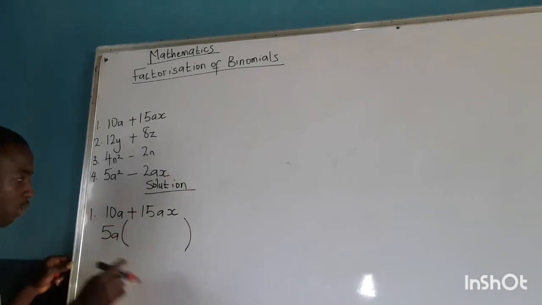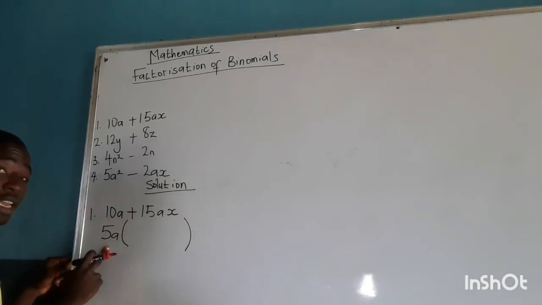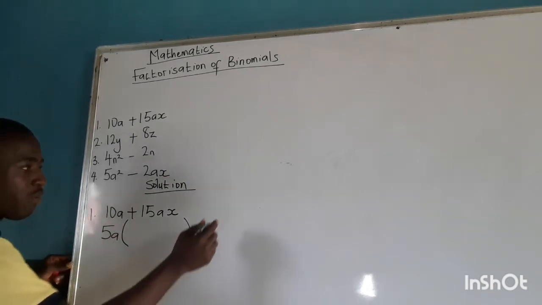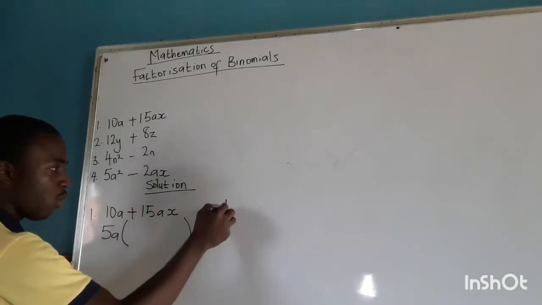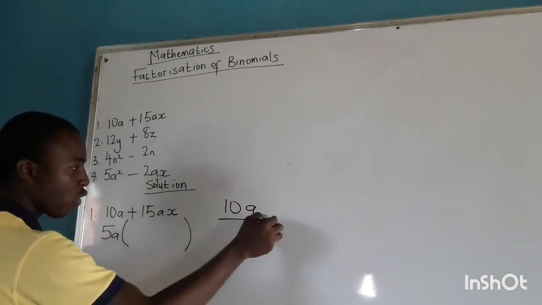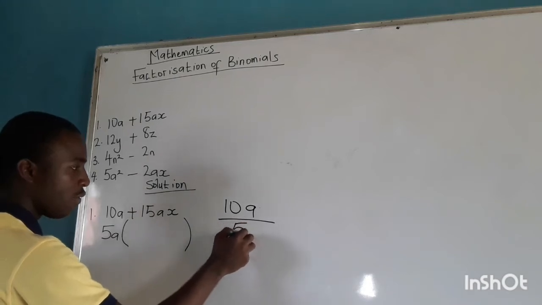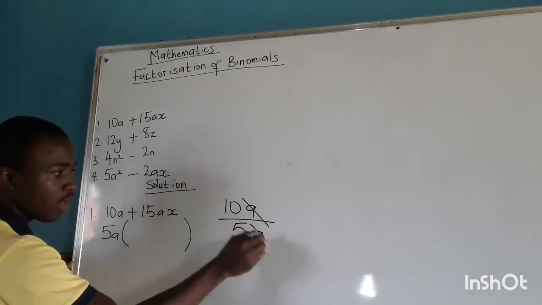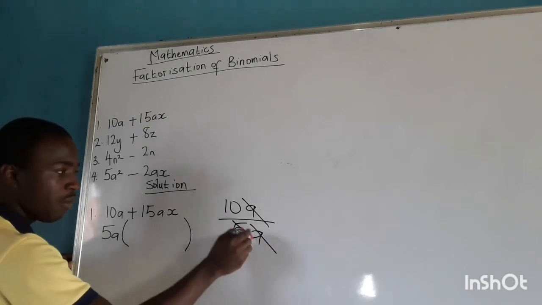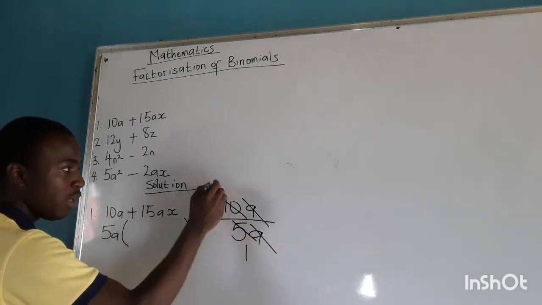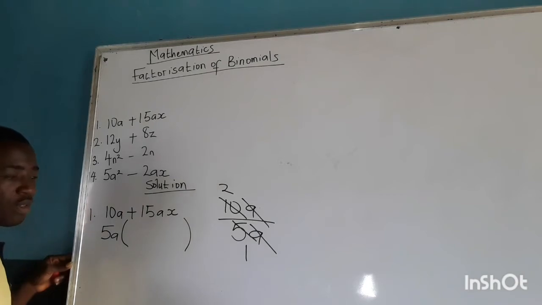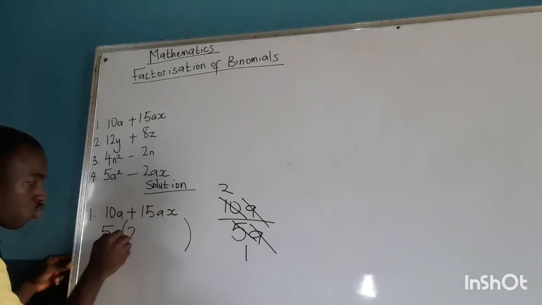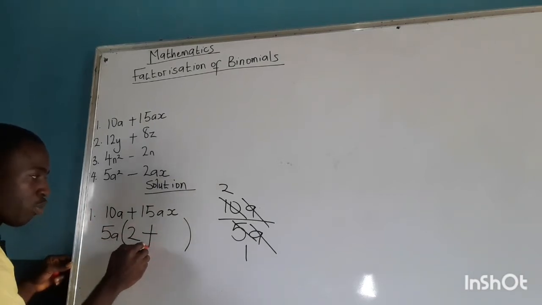To get this one here, this one divided by this one. Now to divide is not complex. Put this one up, 10a over, put this one down, 5a. Now to divide, anything will be the same thing, cancel them first. 5 here 1, 5 here 2. My answer is everything 2. So you put 2 here, you put your plus.